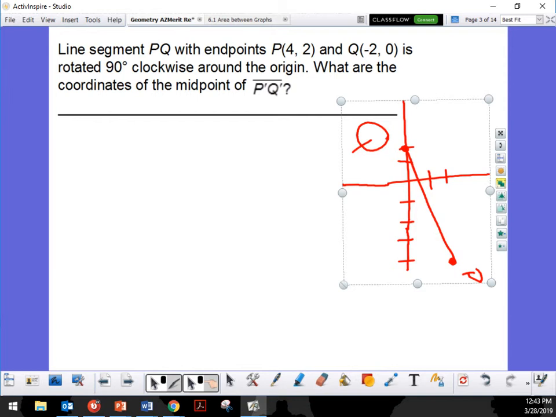When you guys do this, what are you going to have to actually rotate? You guys got patty paper to do this, right? So whenever you have something like this, you can just put it on the patty paper. Now, I rotated it. Where is Q prime now?